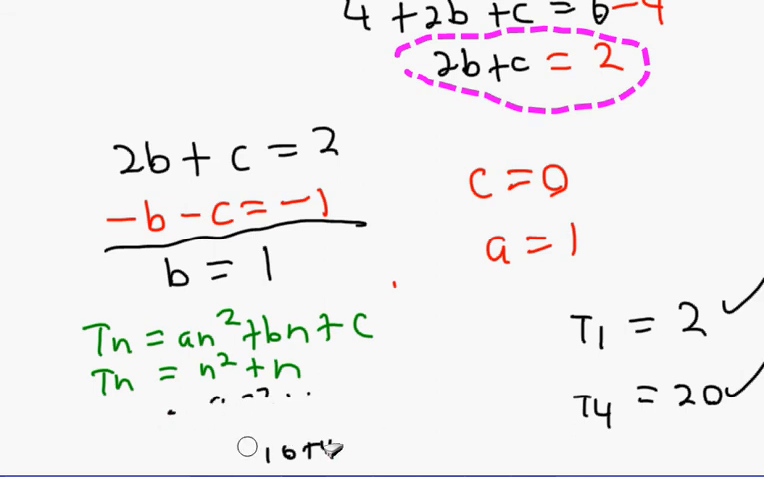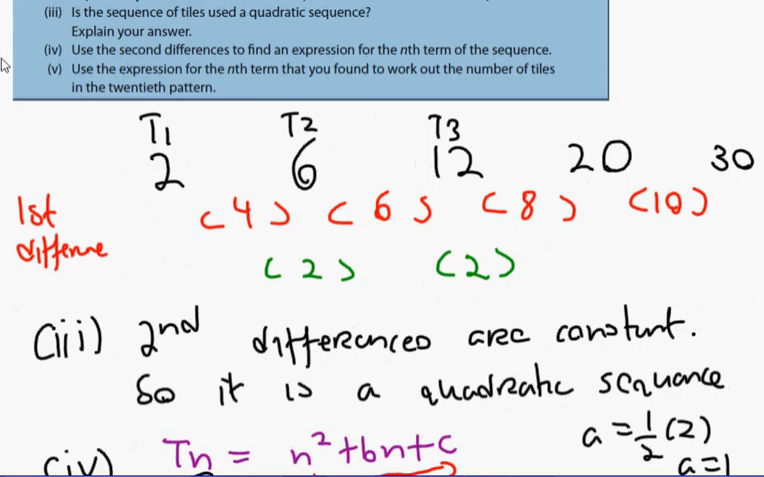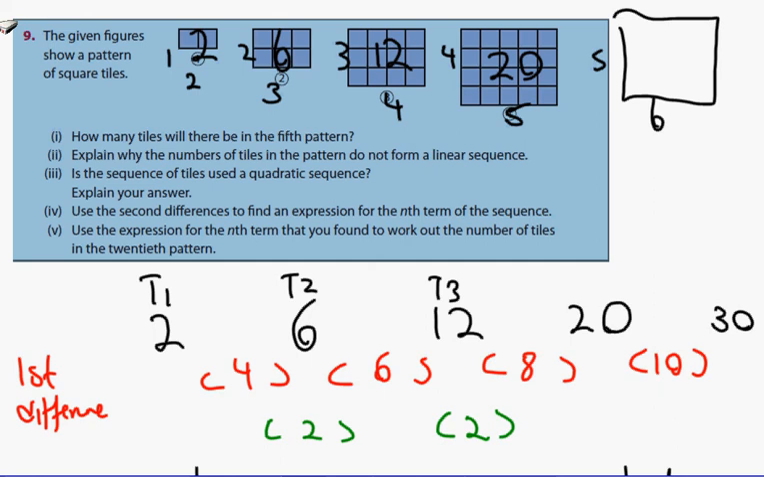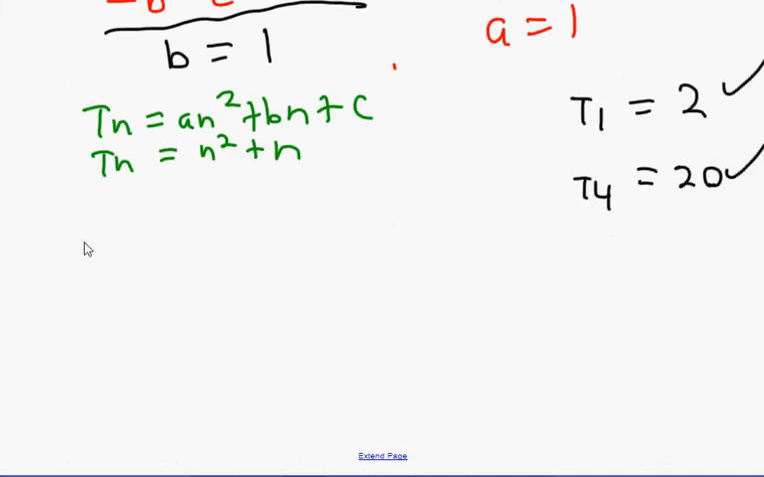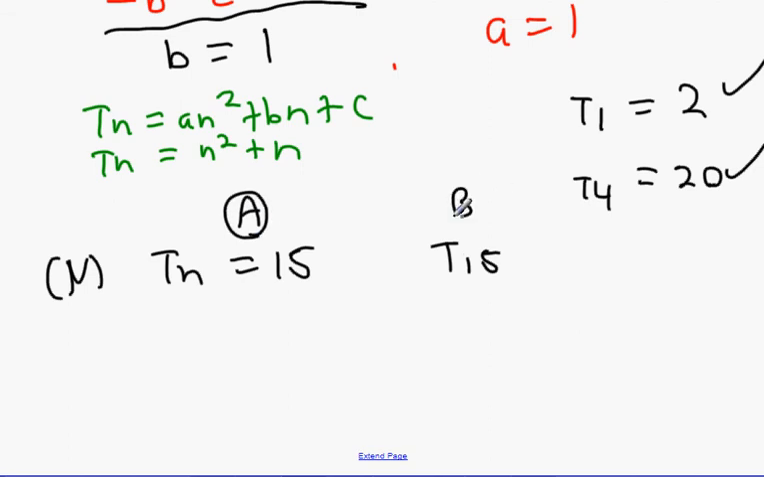Okay, there's part 5, isn't there? Use the expression for the nth term that you found to work out the number of tiles in the 12th pattern. What does that mean? It can mean one of two things. It either means Tn equals 15, or you find T15. Is it option A or option B? Which one are we meant to do for this question?